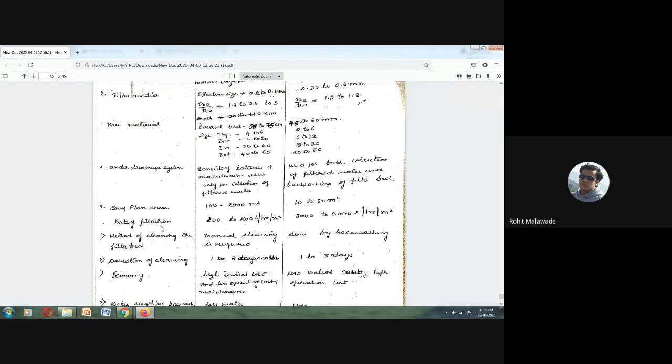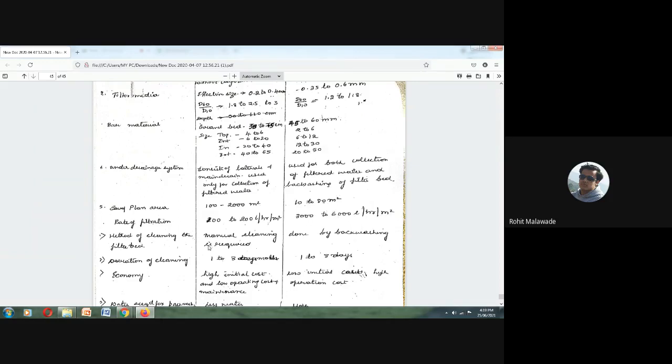Then the rate of filtration. For the slow sand filter, as I have told, the rate of filtration is less and it is going to consume more area. So the rate of filtration in case of your slow sand filter is 100 to 200 liters per hour per square meter, whereas for the rapid sand filter it is 3000 to 6000 liters per hour per square meter. So 100 to 200, and 3000 to 6000.